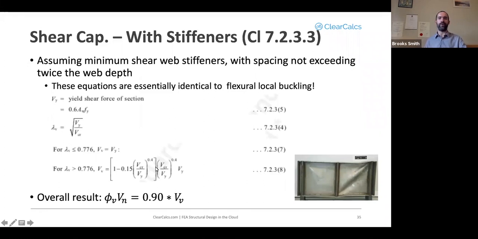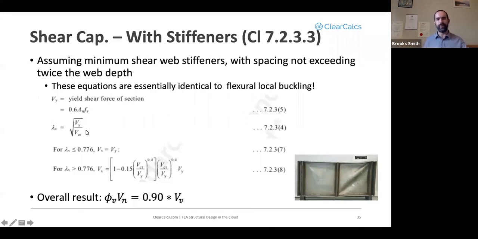If you do have stiffeners, similar but not quite the same calculations. Of note, you do need to have at least minimum shear stiffeners. If you have less than minimum, you're essentially ignoring them and you'll use the without stiffeners calculations. You also need to have your spacing between your stiffeners not to exceed twice the web depth. These equations, those of you who are more eagle-eyed here, you'll notice that these equations are essentially identical to what you used for flexural local buckling. You're literally checking for local buckling within each shear panel.